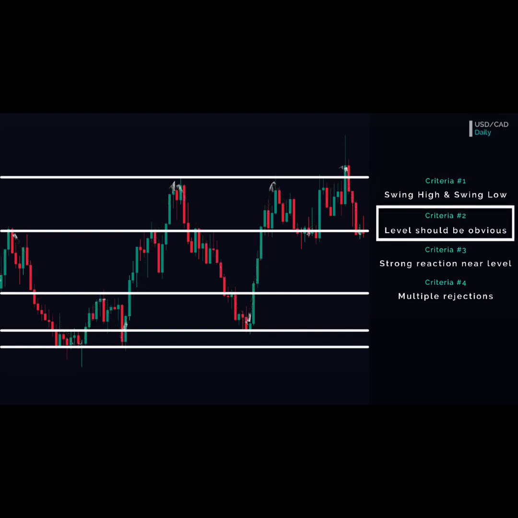Now, let's tackle the second criteria, which is to identify obvious levels. You can see that all our levels are clear and evident. It should not take you more than a few seconds to identify the level as obvious or not. The level should be clear. If it takes you too long, then consider the level not obvious. Let's jump to the third criteria.